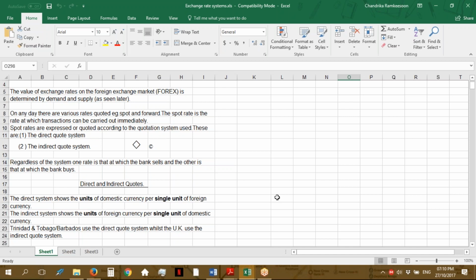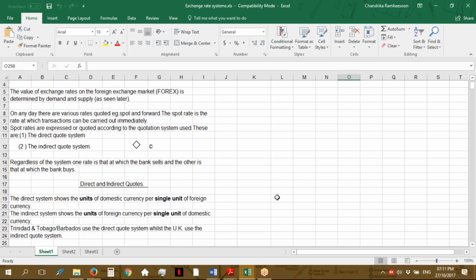Now, with the indirect system, it's the reverse. We show the units of the foreign currency per single unit of the domestic. So if we were using the indirect system in Trinidad, what you'd probably see is not 6.45 TT for 1 US, but so many cents for 1 TT, because the number of units are the foreign currency. And of course, to find that, you simply invert the rates, 1 over 6.45, and that would give you the number of US cents for a TT dollar. And that is how it is quoted in the UK.